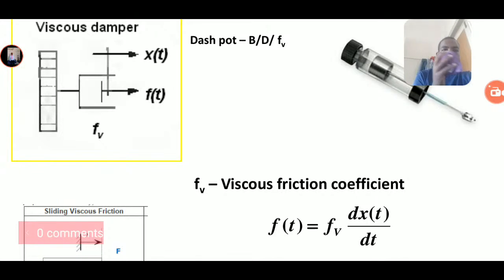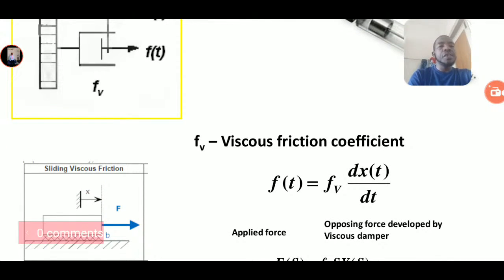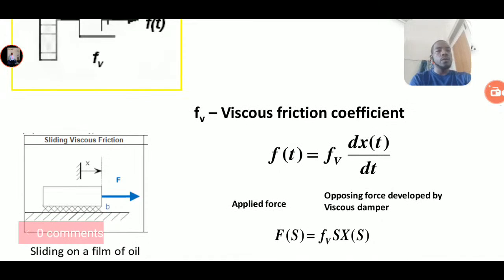We can represent fv as the viscous friction coefficient: f of t is equal to fv dx of t over dt. This is a first derivative because it is viscous friction or a viscous damper. If it were mass, it should be a second derivative, that means d square x of t over dt square, but here we are using the first derivative. So f of t is equal to fv dx of t. fv is nothing but the viscous friction coefficient.